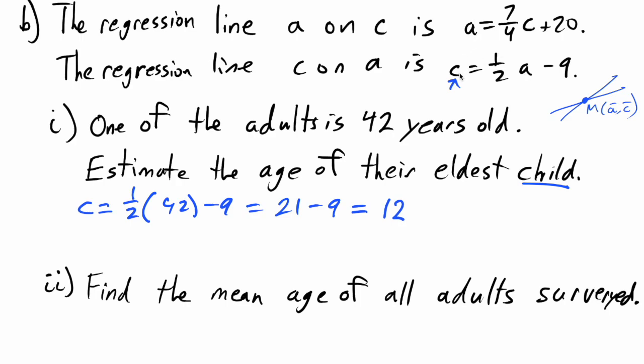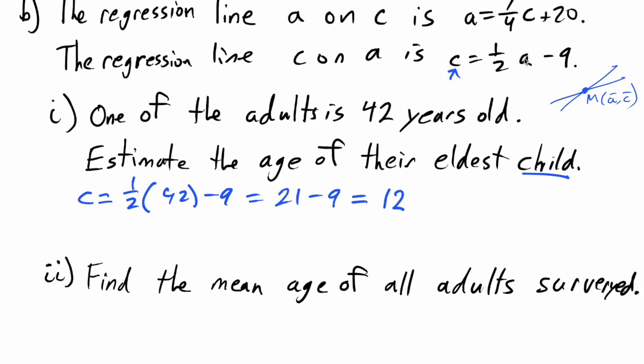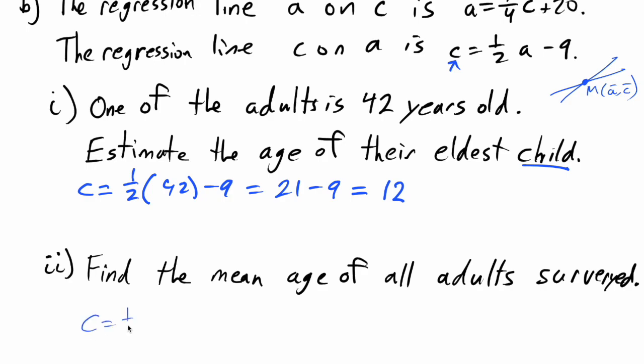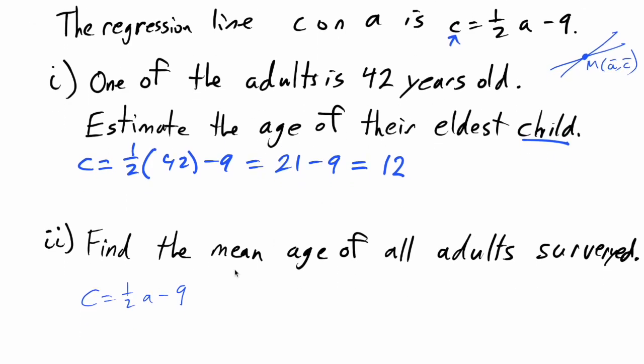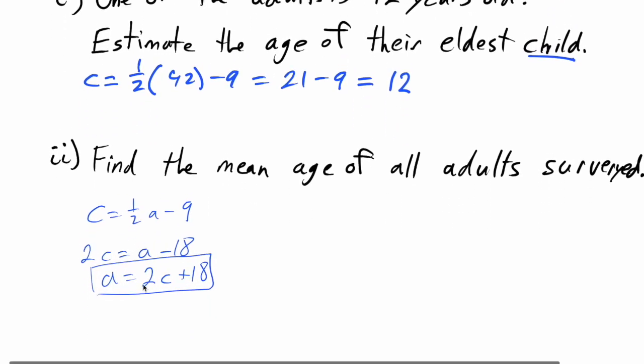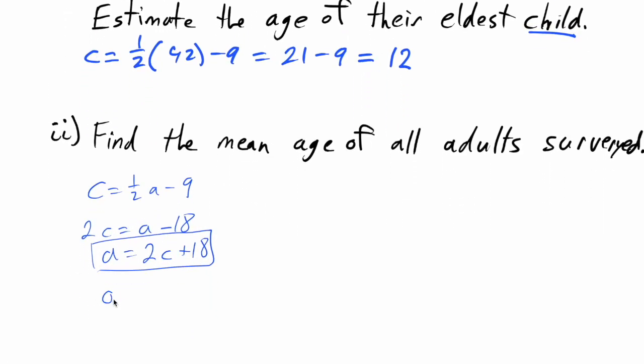But we have this equation solved for C, and this one's solved for A, so you need to actually rearrange one of them. So I'm going to take this equation, C equals half A minus 9, because half looks a bit easier to deal with than 7 over 4. I'm going to solve this for A. I'm going to multiply everything by 2. We get 2C equals A minus 18. So A equals 2C plus 18, right? So that's this equation rearranged.